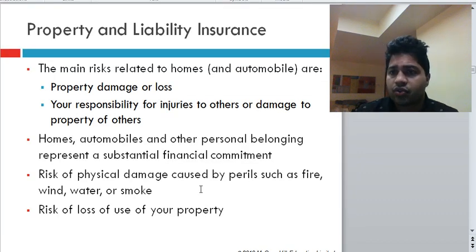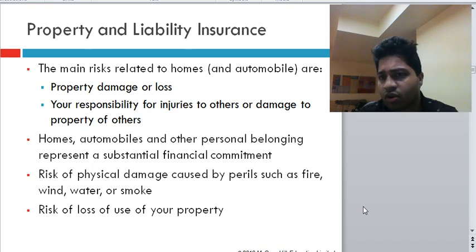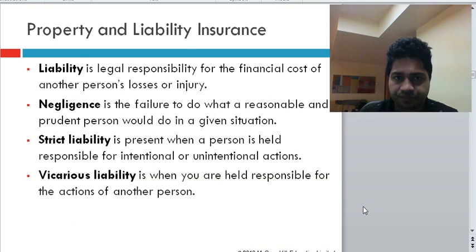Anything that can happen when you're driving or when someone comes onto your property, the damage can be to your own assets or to others. Homes, automobiles, and other personal belongings represent a substantial financial commitment. There is the risk of physical damage caused by perils such as fire, wind, water, or smoke, and risk of loss because you use the property. Liability is the legal responsibility for the financial cost of another person's losses or injuries.